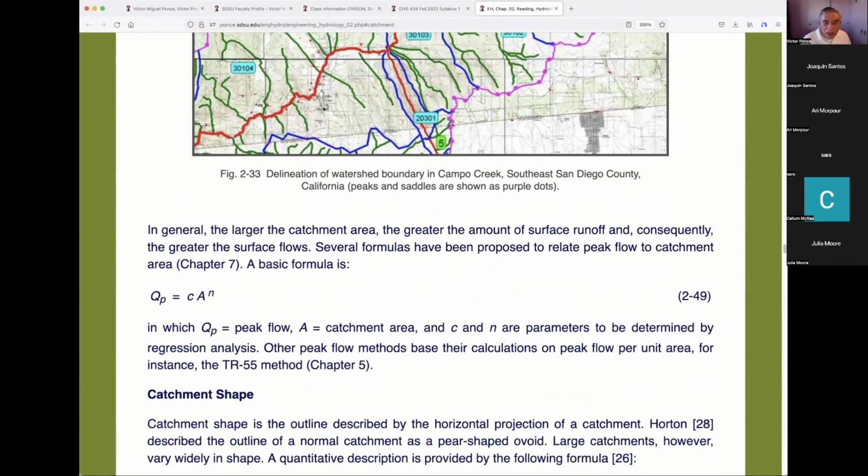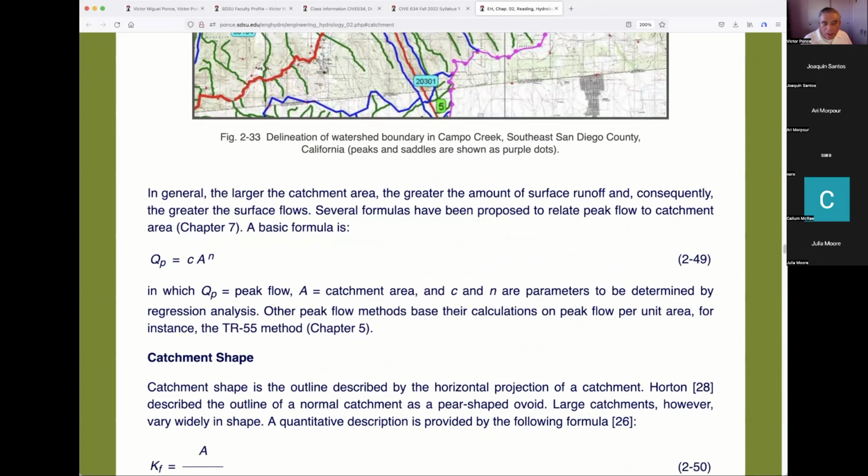Several formulas have been proposed to relate peak flow to catchment area. This is an old formula, one of the first formulas. I believe this formula is about 150 years old. It was the first thing that occurred to engineers or hydrologists if they were going to base the discharge, the peak discharge, on the area. This was for floods.